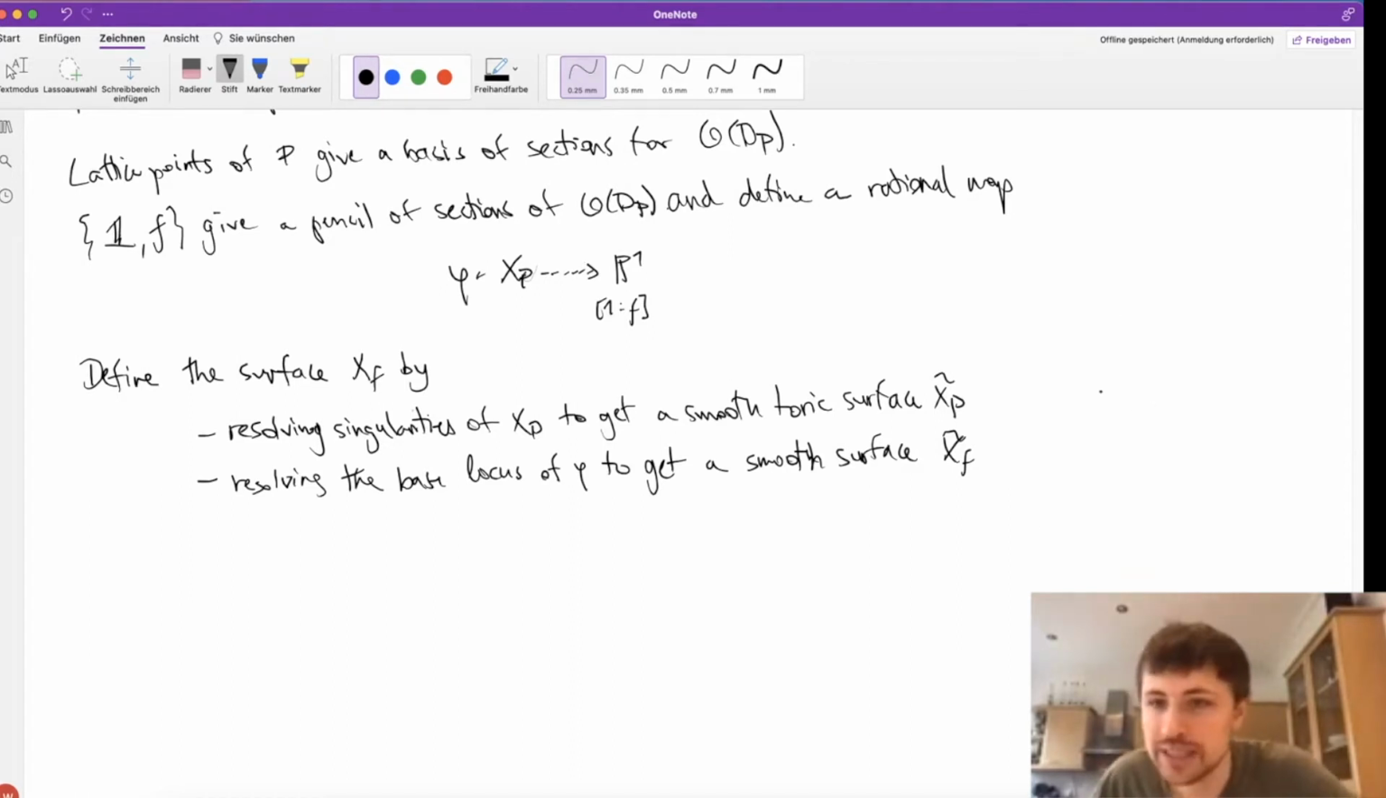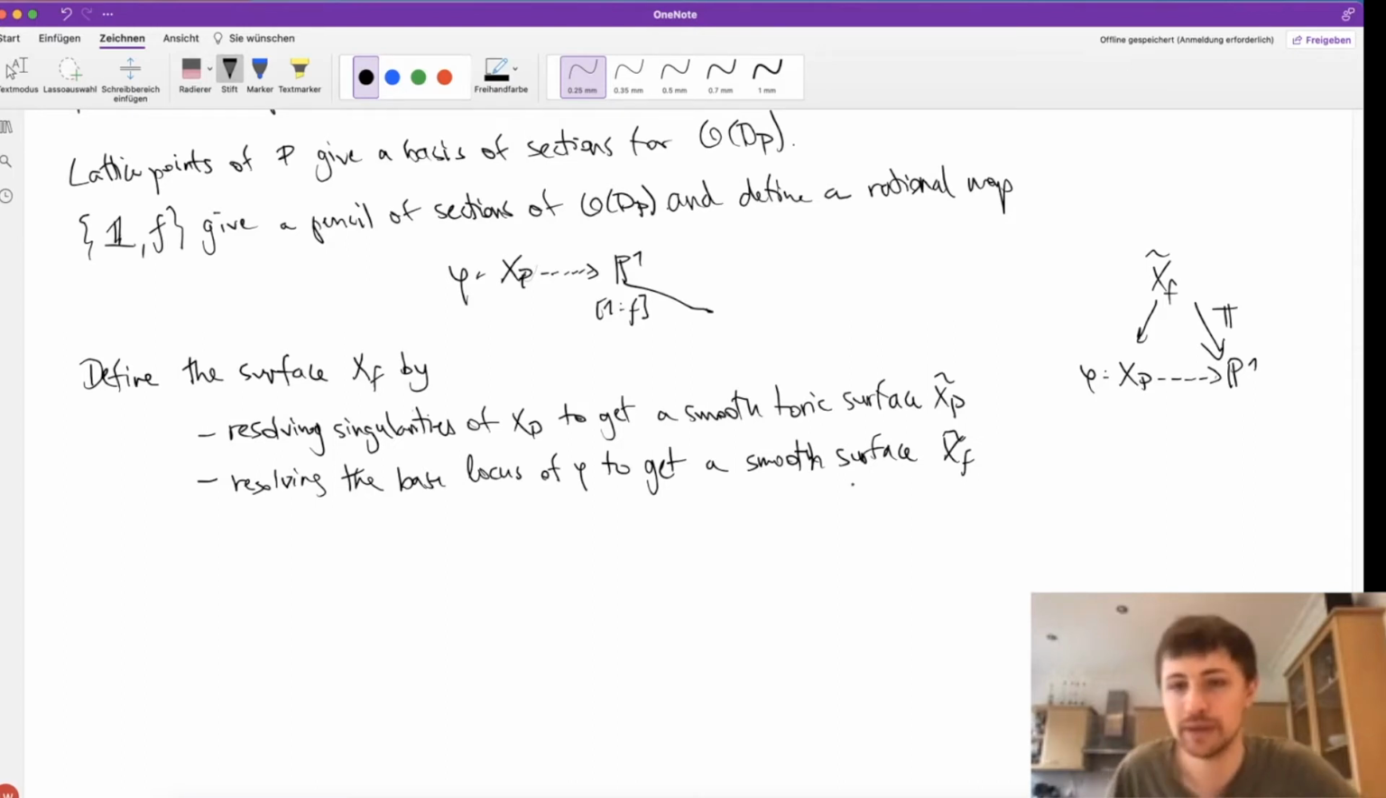So I don't have any space here. So maybe I can, does this work? Let's see. Okay, I'm not going to spend time figuring out how this works. So I'm just going to draw the same diagram again here. So my X_f tilde sits up here and it comes with a map pi to P^1.